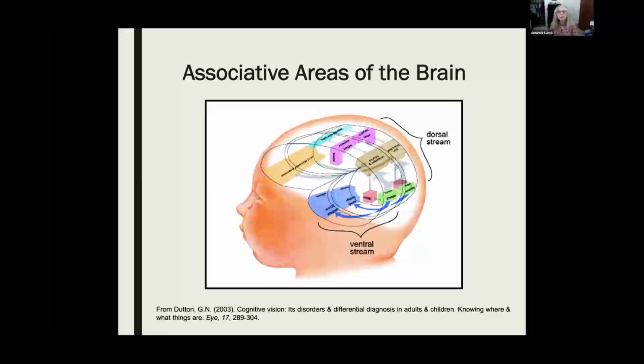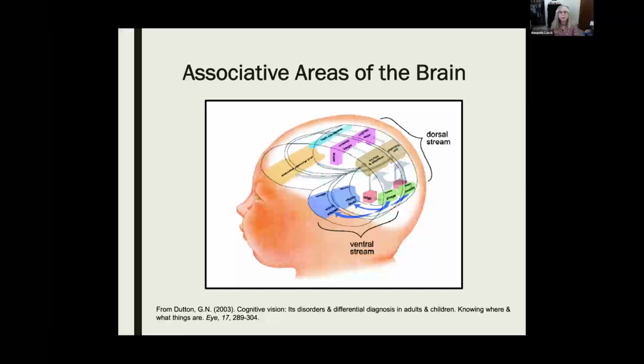And we now know that there are many associative areas of the brain. This is a diagram that simplifies it into networks from the occipital lobe going to the posterior parietal lobe called the dorsal stream. Some people call it the dorsal network. And from the occipital lobe to the temporal lobes. And some people call that the ventral stream or the ventral network. There are other networks throughout the brain, and this is a simplified diagram.